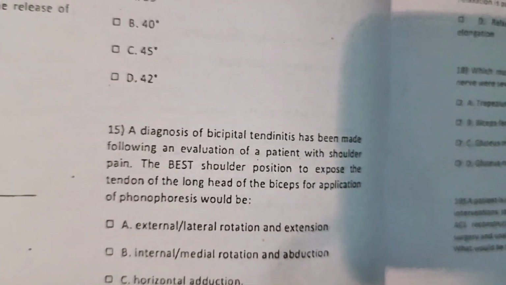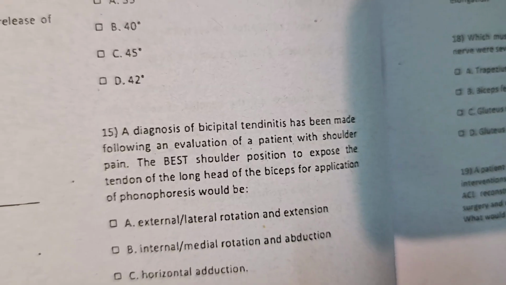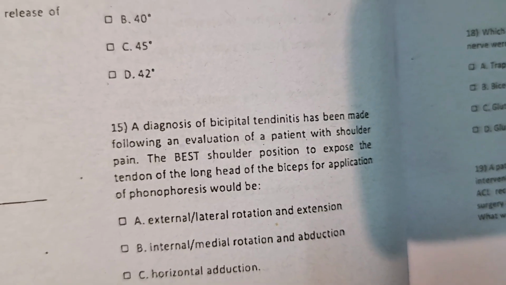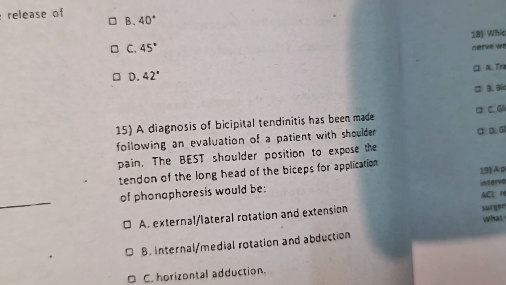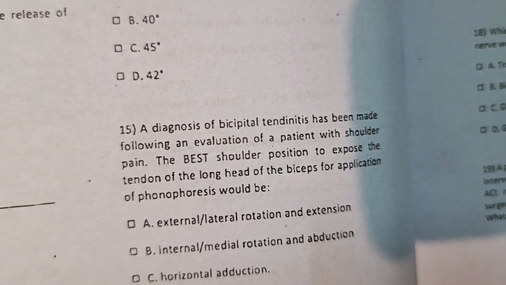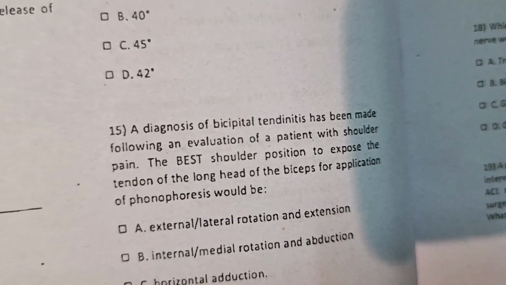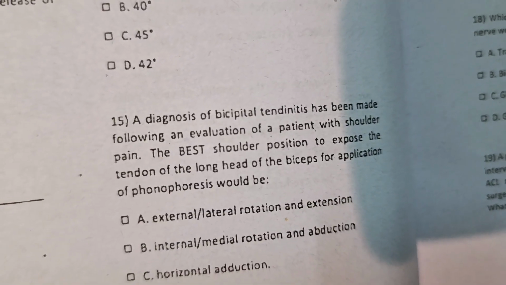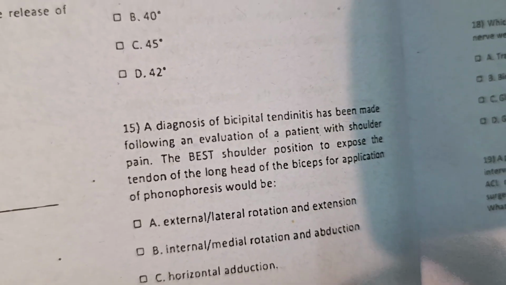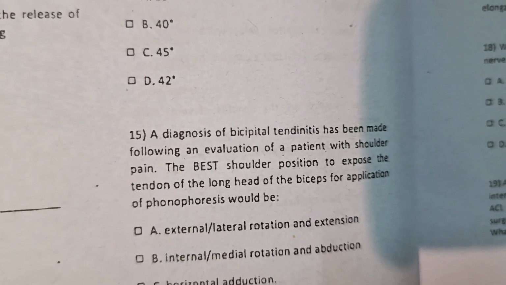Question number 15. A diagnosis of bicipital tendonitis has been made following an evaluation of a patient with shoulder pain. The best shoulder position to expose the tendon of the long head of biceps for application of phonophoresis would be option A, external lateral rotation with extension, option B, internal medial rotation and abduction, option C, horizontal adduction, option D, abduction. And the right answer is option A, external lateral rotation and extension.